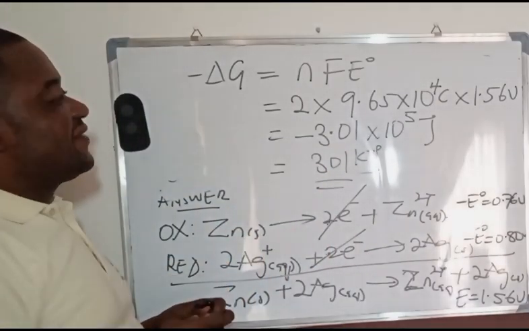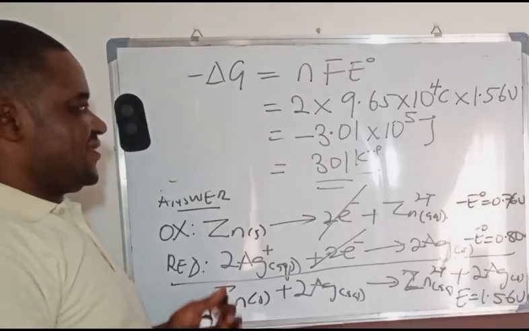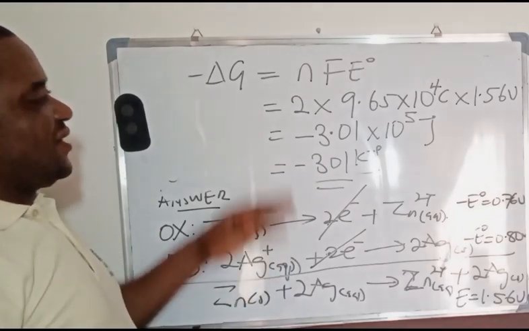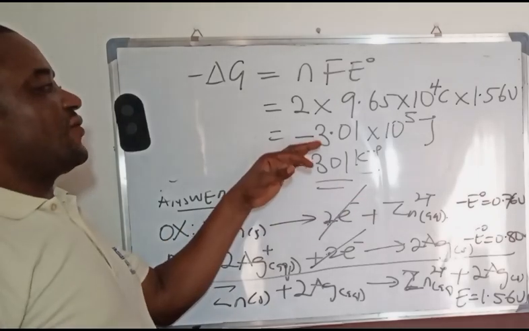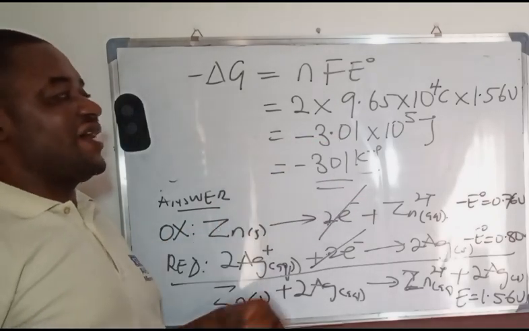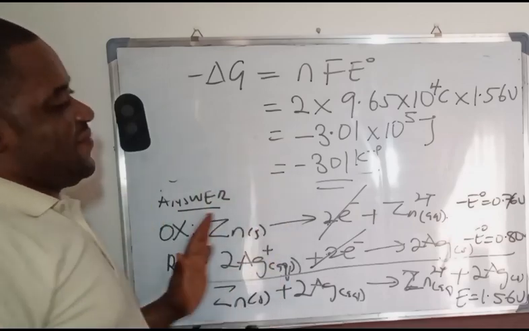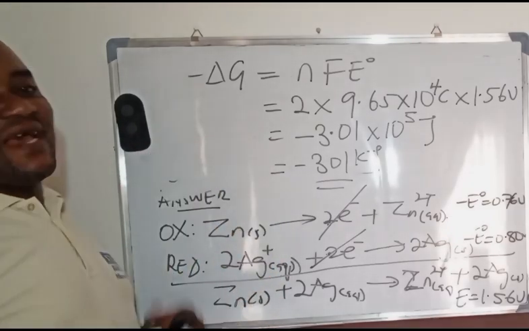So your standard free energy change here is what? Minus 301 kilojoule, or minus 3.01 times 10 raised to the power 5 joules. So this is just the simplest way you can be able to calculate your standard free energy change.